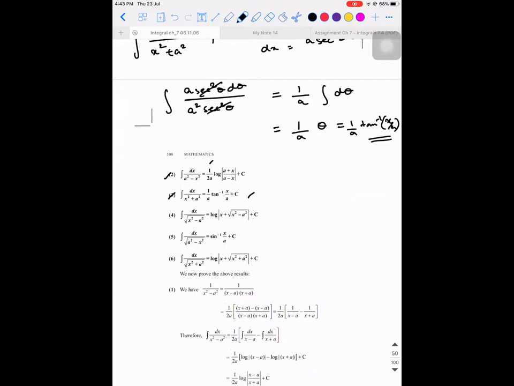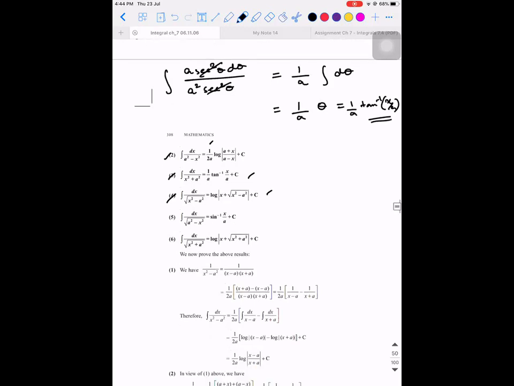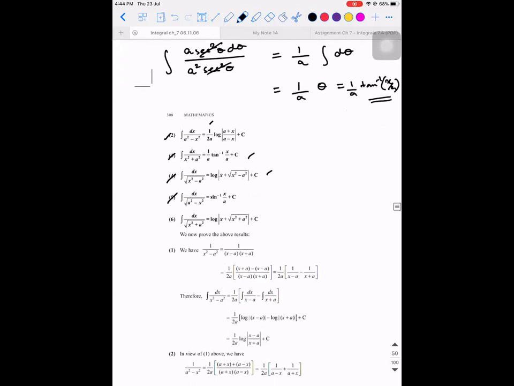Yes, sir. Okay. So 1 by x square plus a square is 1 by a into tan inverse of x by a plus c. Similarly, 1 by root of x square minus a square is given as log of x plus root of x square minus a square plus c. Again the same logic, nothing else. Put x is equal to a secant theta and then proceed. Dx by root of a square minus x square is sine inverse of x by a plus c. Next is dx divided by root of x square plus a square is log of x plus root of x square plus a square plus c.